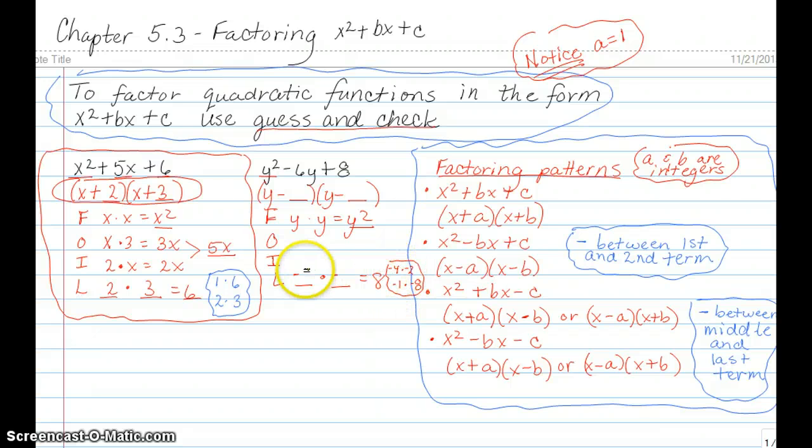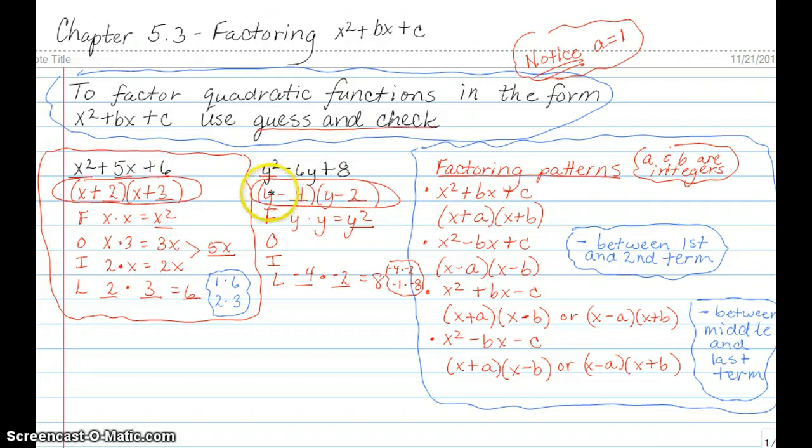So you're going to use -4 and -2. Then you put the -4 here, put the -2 here. This is what it should be. This should be your proper factored amount, but you want to check it.